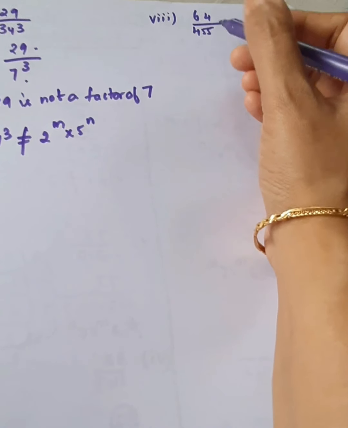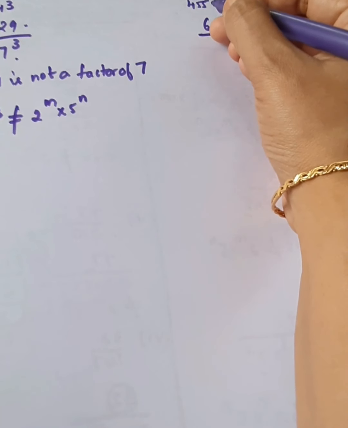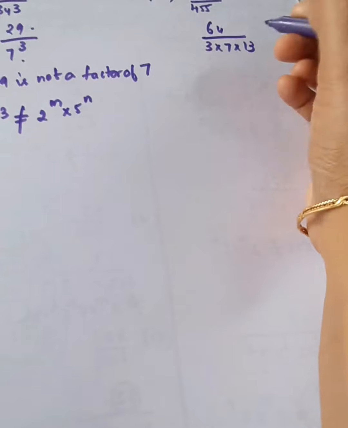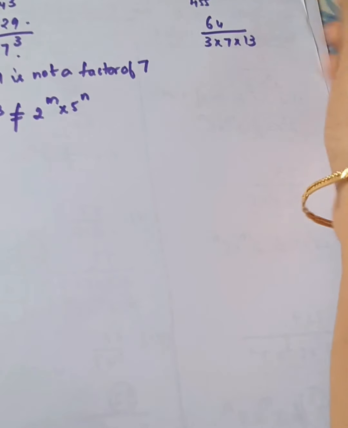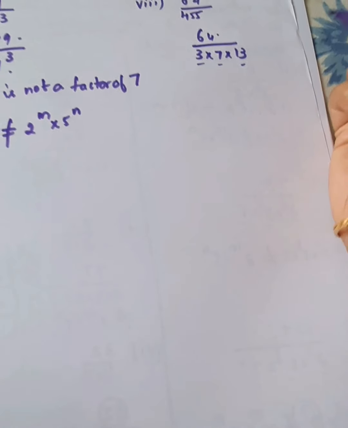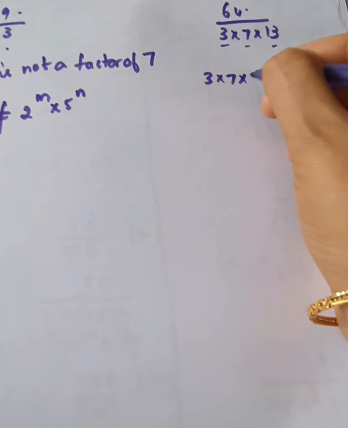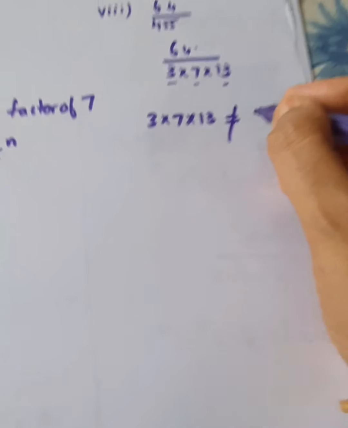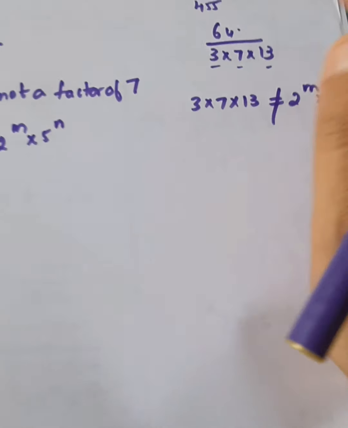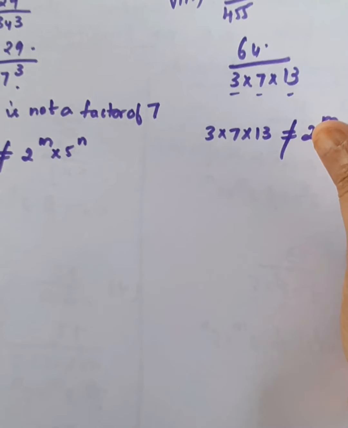Next, 64 by 455. 455 can be written as 5 into 7 into 13, and 64 is definitely not a factor of any of these numbers in the denominator. It's already in the simplest form, but the denominator is not satisfying the condition of 2 to the power of m into 5 to the power of n. So this is also a never-ending, non-terminating repeating decimal.